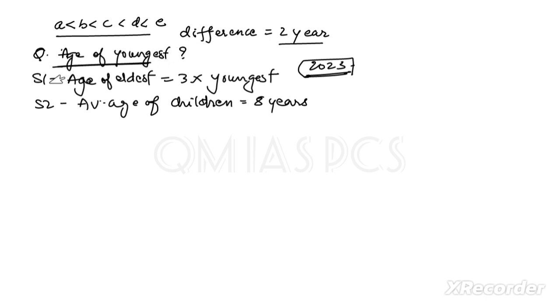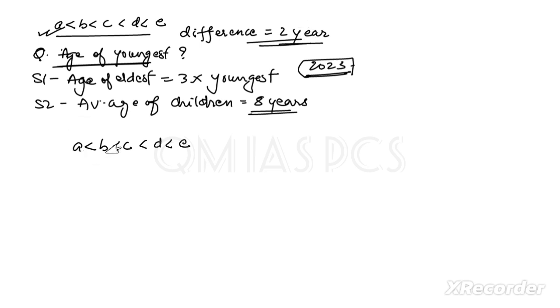Now the first relation, statement 1, says the age of the eldest is equal to 3 times the youngest, and the second statement says the average age of all children is equal to 8 years. Before moving to statement 1 or 2, we should write the relation clearly: A is less than B is less than C less than D less than E, and the difference is 2 years. Is it clear?